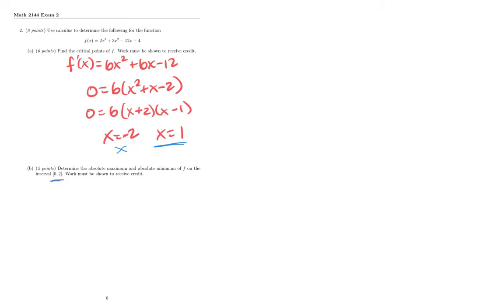And so what I know here is that the absolute max and min can occur at endpoints or critical points. So the endpoints are going to be at 0. So I want to look at f of 0. I want to look at f of 1, which is my critical point that lies in the interval, and then f of 2. So those three values, one of those is going to be the absolute max, and one of those will be the absolute min. Now I just need to take those values and plug them into this function here.